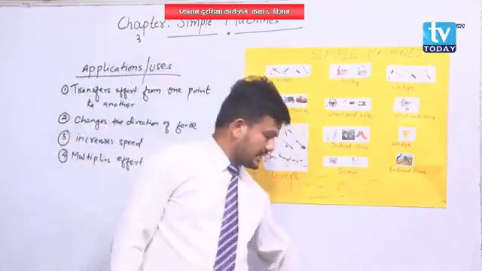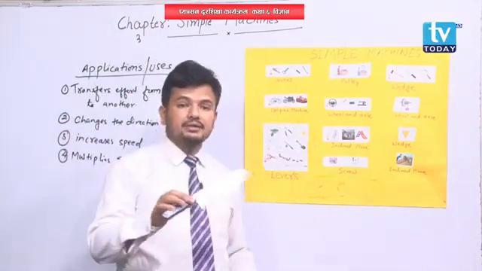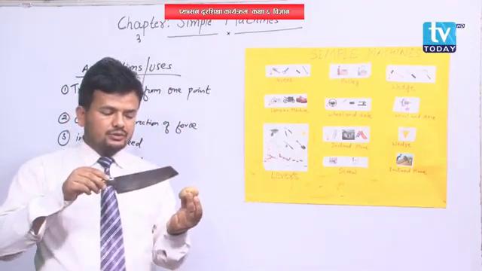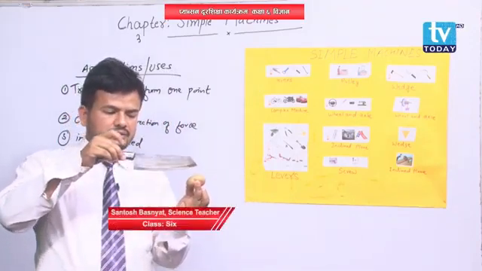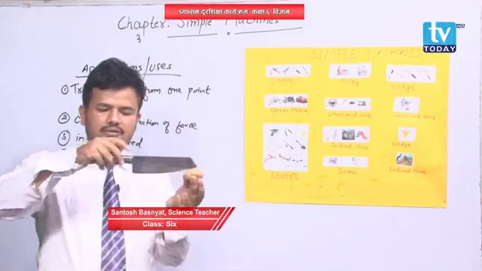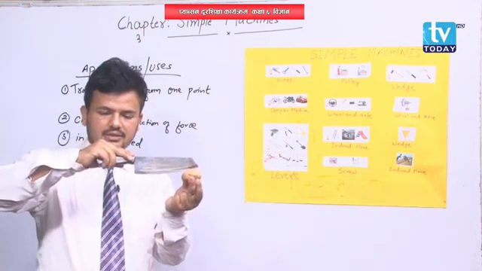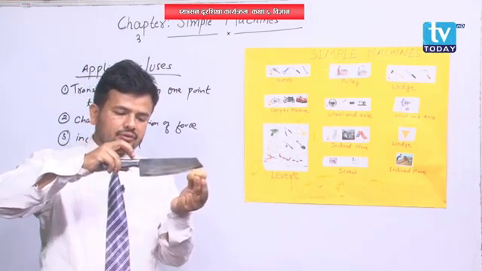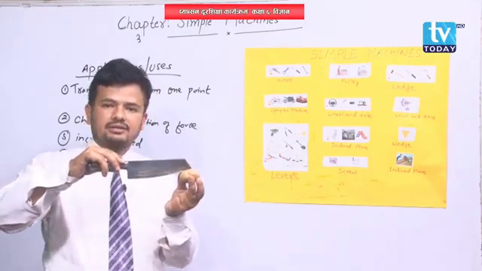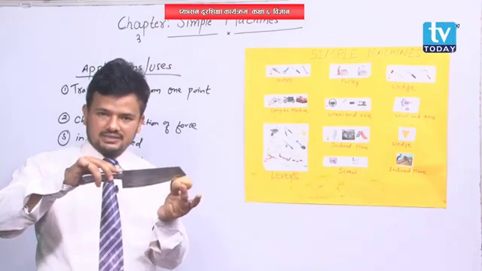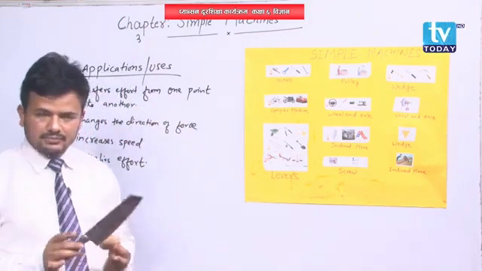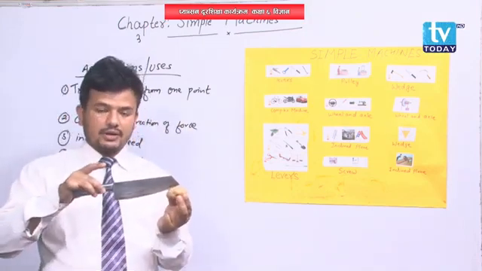Now see here, to understand the first point, I am taking a knife. A knife is also a simple machine, and a potato is there in my hand. So how do you cut the potato? You will use this tip of the knife in the potato, and you will press here at the handle. When you press at the handle, the effort transfers from the handle to the tip, and the potato gets sliced into 2 pieces. So that is called transferring effort from one point to another. Is that point clear?